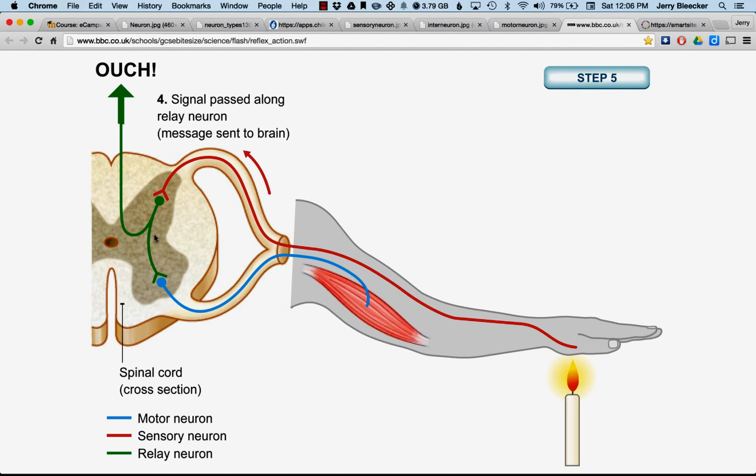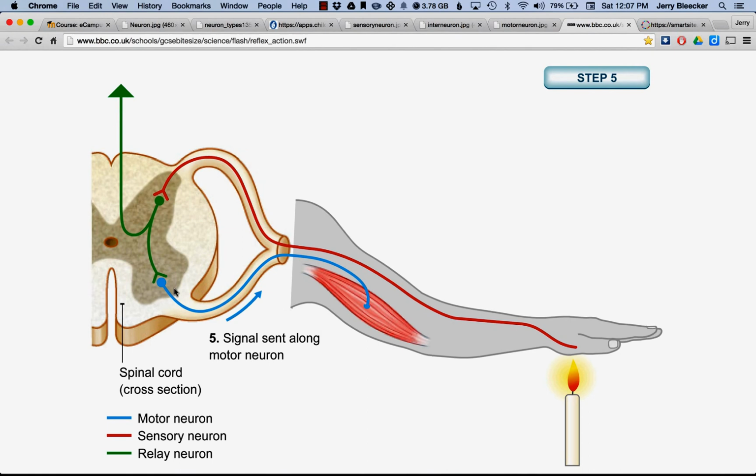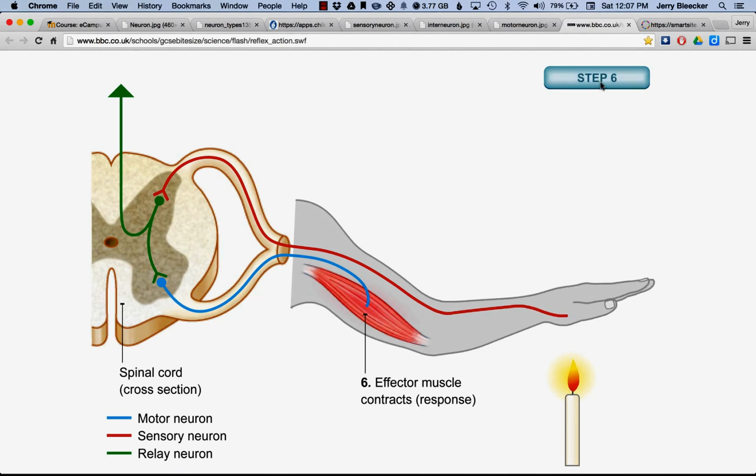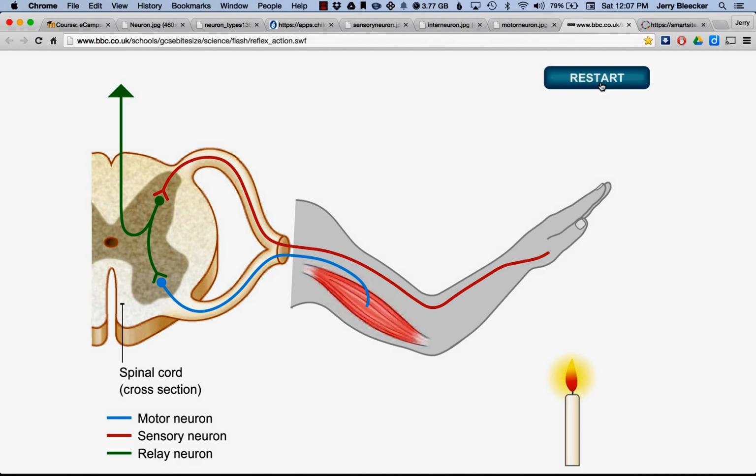Now the relayer here, the interneuron, when it fires, it doesn't just send a signal to the effector. You're also made aware of it. So this is where you're feeling pain. But you'll notice by the time you feel the pain, you've already done something about it. This is very smart evolution. You need to be able to respond to these situations pretty quickly. So a signal is sent to a motor neuron to the effector, and you automatically pull up your hand.